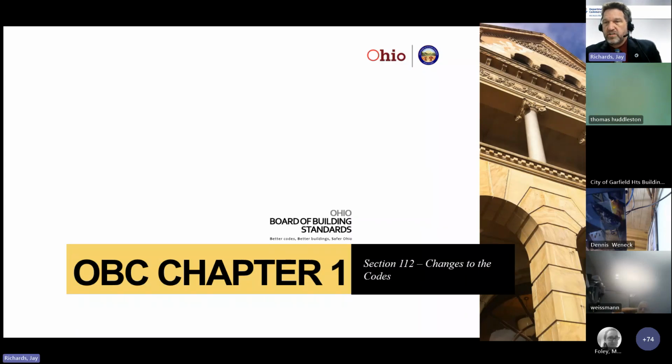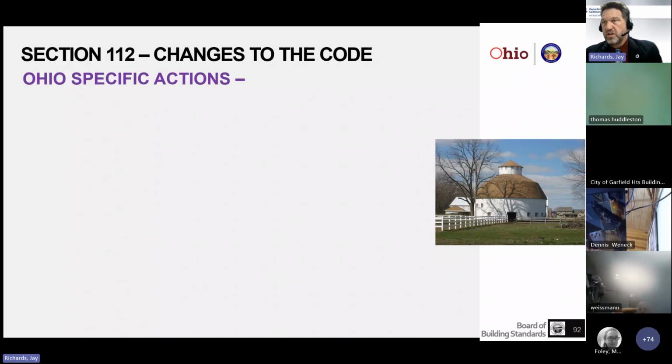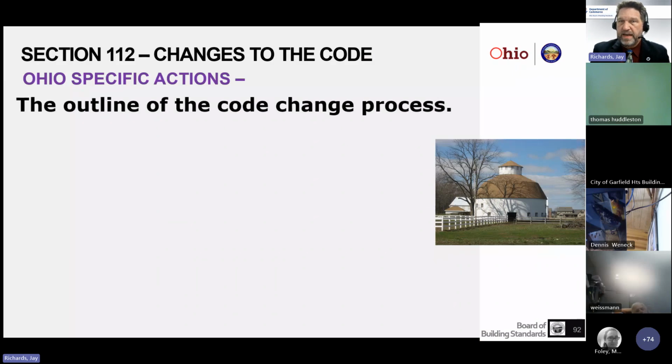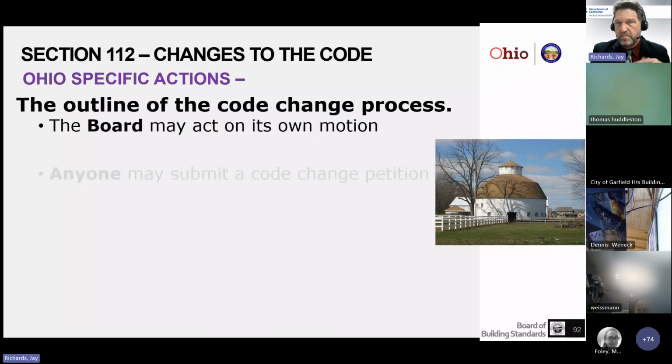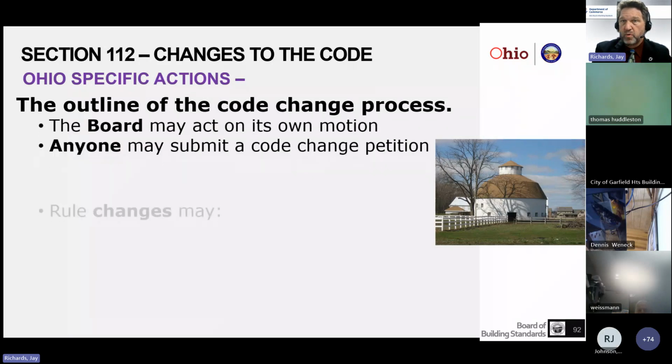Chapter or section 112 covers changes to the code. This just points out that there is a code change process, and that the board may act on its own motion to make changes to the board. Anyone can submit a code change petition to the board.